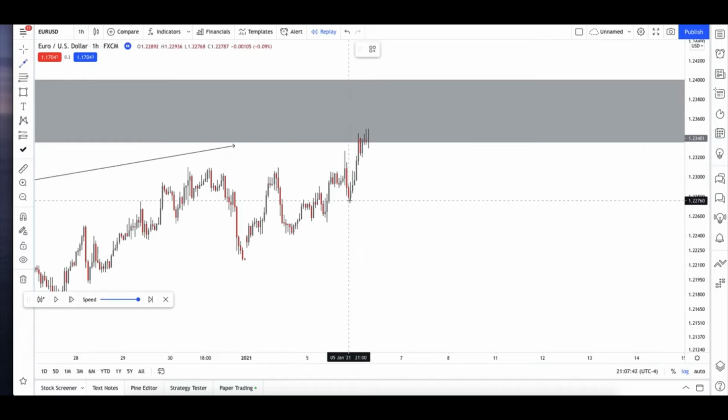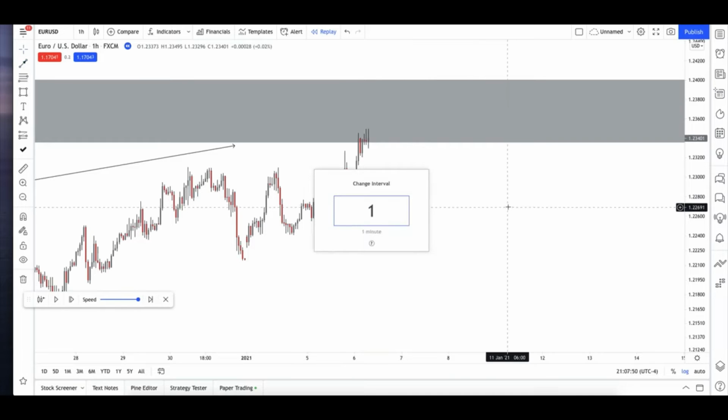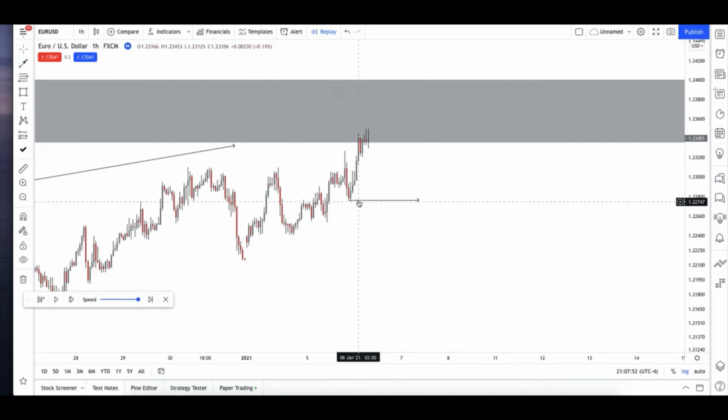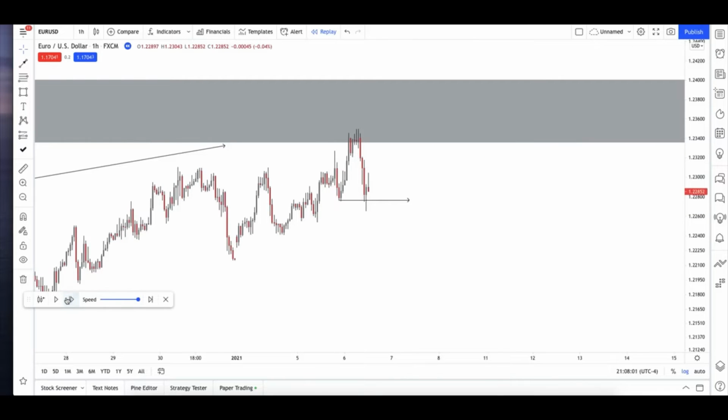I would personally like this structure to be broken before I look for any sells, right? We can head up, let's stick to the 1 hour for now. Would want this structure to be broken before we start to look for any sell positions, right? Because we don't want to be selling from here with a 60 pip stop loss. So now let's continue to play price and wait for that breaker structure.